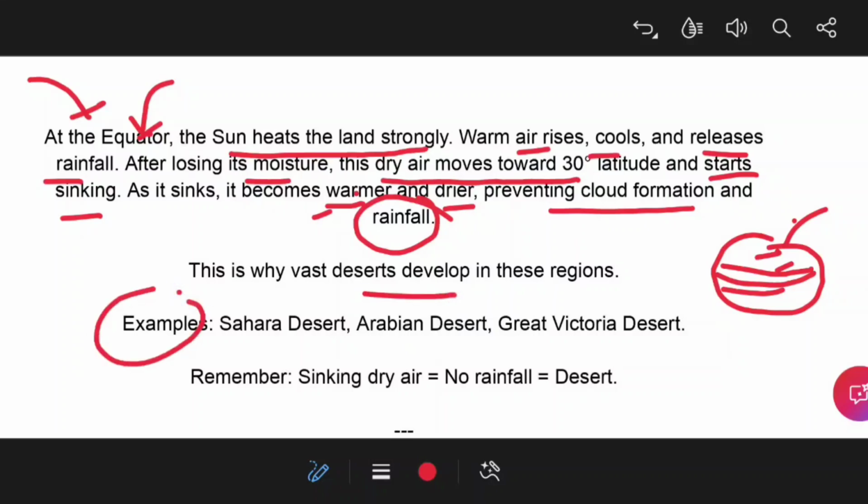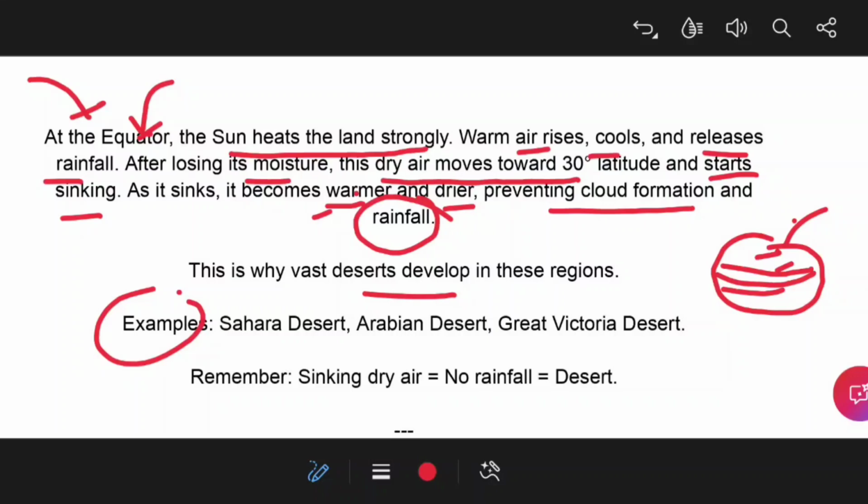Now there are some examples that you should keep in mind, because I think UPSC tends to ask such questions. They will ask in matching type, which one is correctly matched. In one part they will give the name of the deserts, and in the other part they will give the types of deserts, and you have to match.